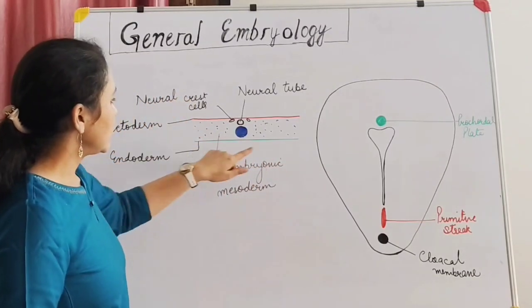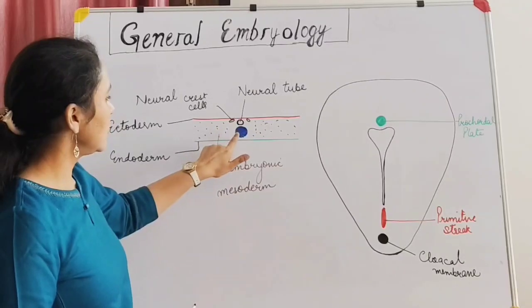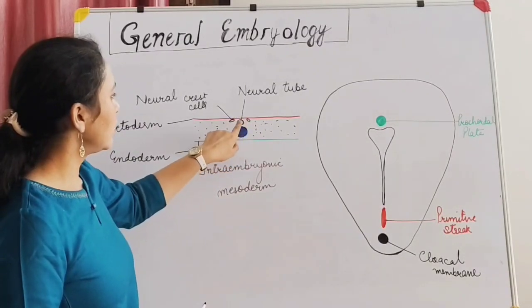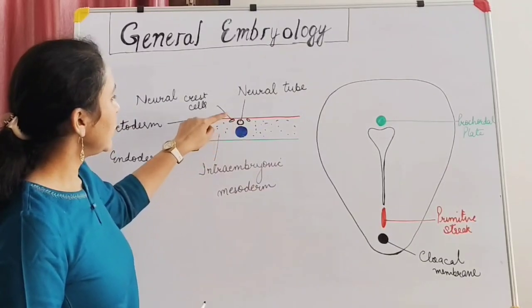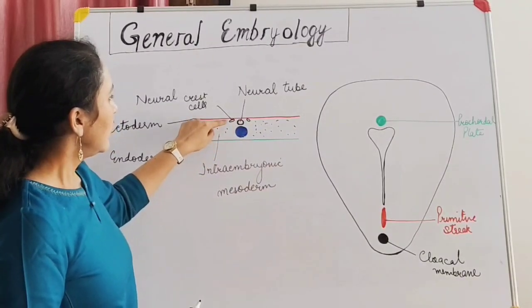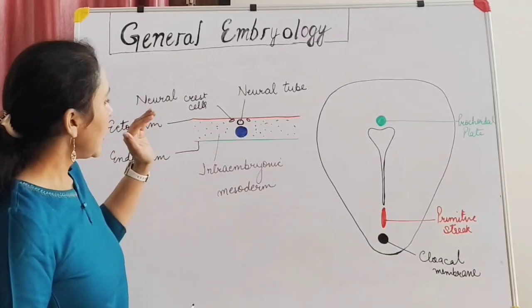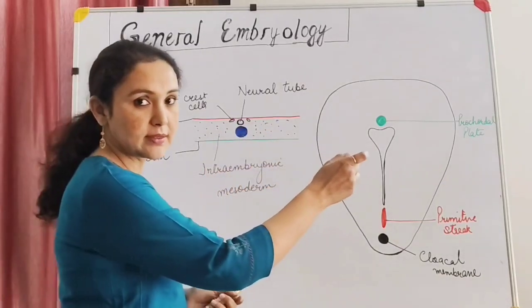We have done this much, that is, this is the endoderm, this is the ectoderm, intraembryonic mesoderm, notochord. Above the notochord, because of the thickening of the ectoderm, we have the formation of a neural tube. Few cells got separated from the neural tube and they have formed the neural crest cells, right? Now what happens in the intraembryonic mesoderm? It splits into various parts, right?